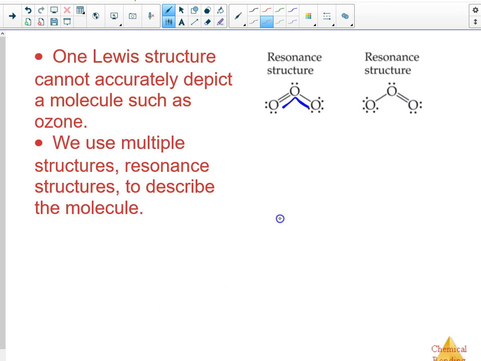One Lewis structure cannot accurately depict a molecule such as ozone. We use multiple structures, resonant structures, to describe the model. So we would draw both.